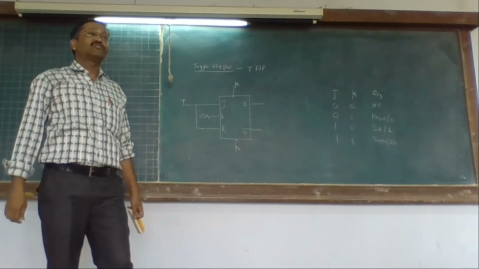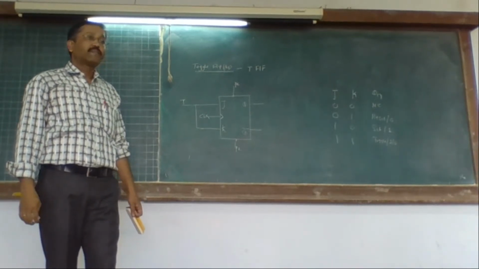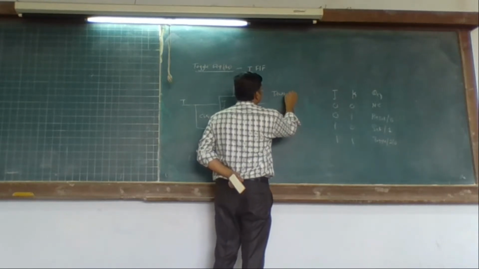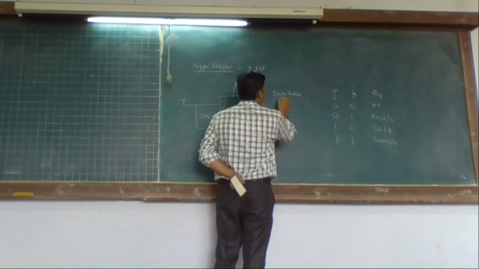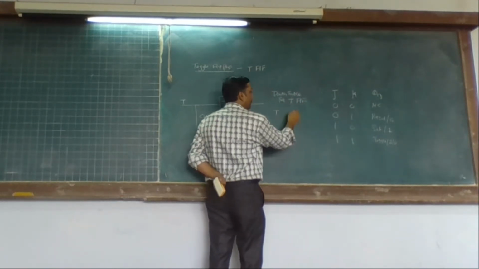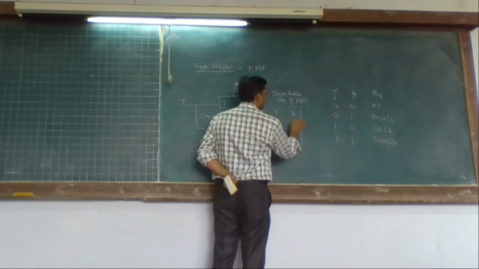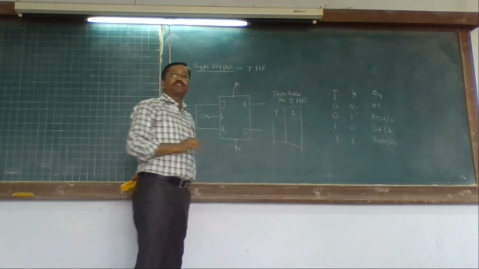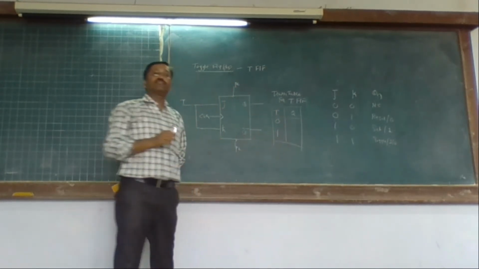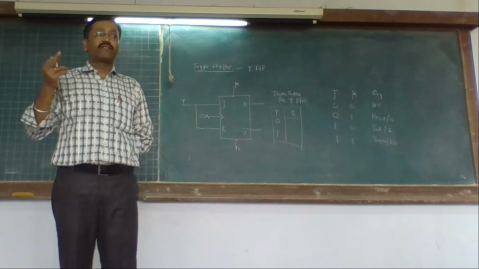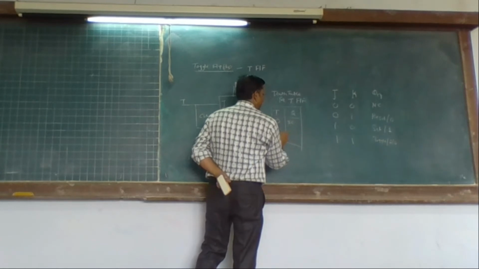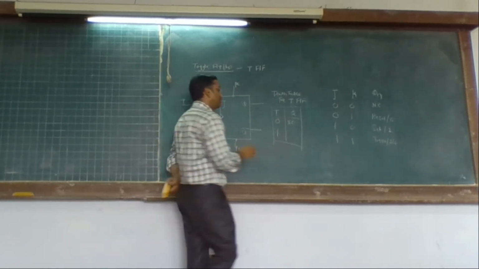So what will the input conditions be now in case of the toggle flip flop? As T is there, the truth table for the T flip flop: input is T, output will be Q. How many possible combinations does T have? 0 and 1. When T is 0, Q(n+1) is no change, right? So there will be no change. And if I give 1, toggle.